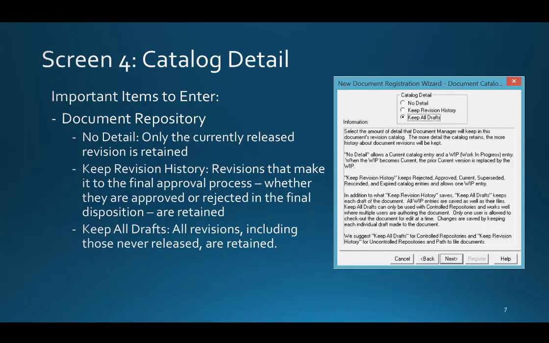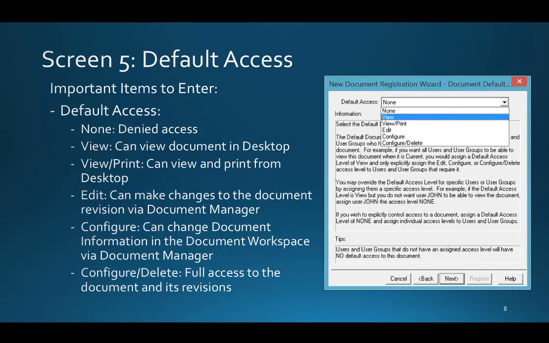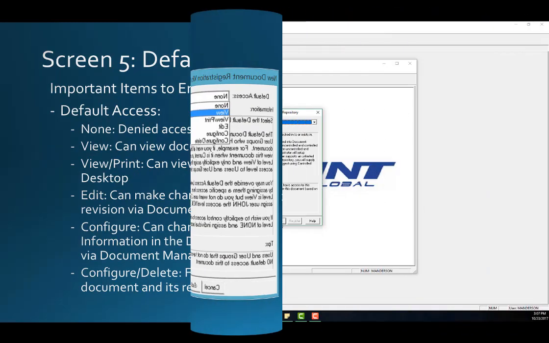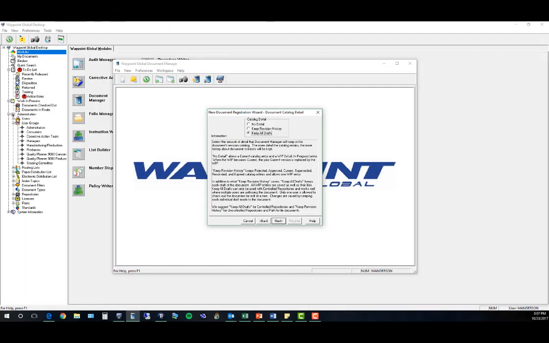On to a fourth screen, which pertains to the catalog detail, which means that we are deciding what details we wish to keep in the document's revision catalog. We can select from None, only the revision history, or all drafts. If we select Keep Revision History, we would be retaining revisions that only make it to the final approval process, and whether they are approved or rejected in their final disposition. For this example, we will keep all drafts. The more evidence, the better, in my opinion.